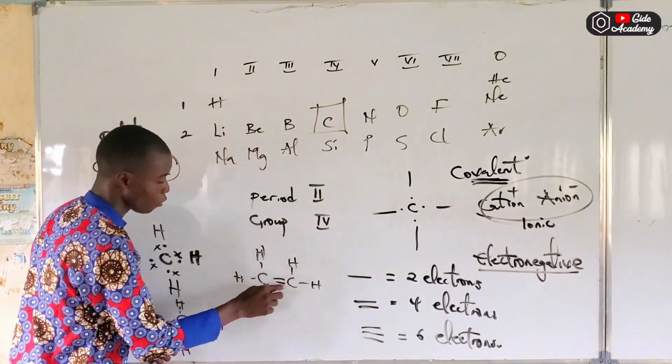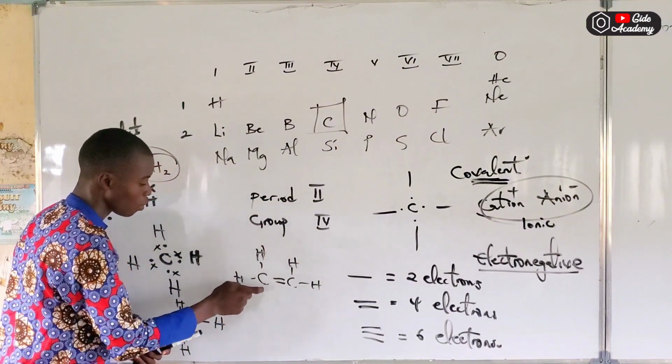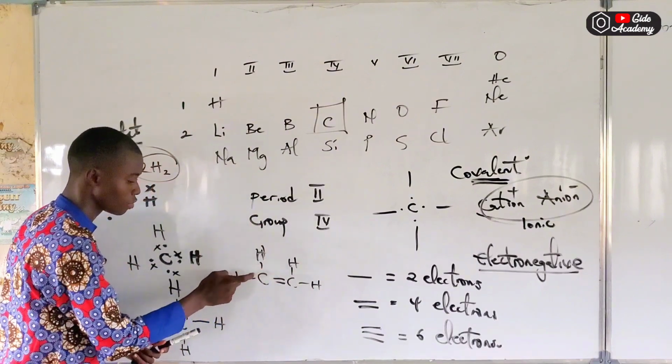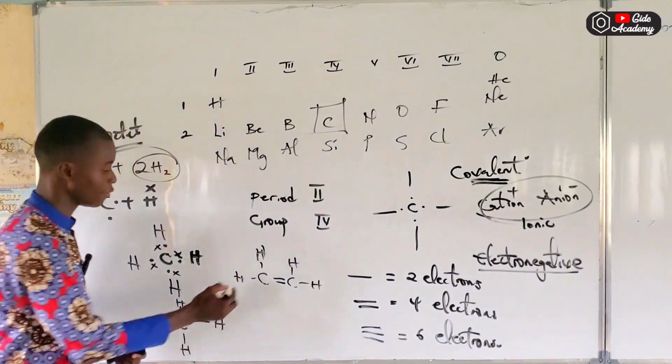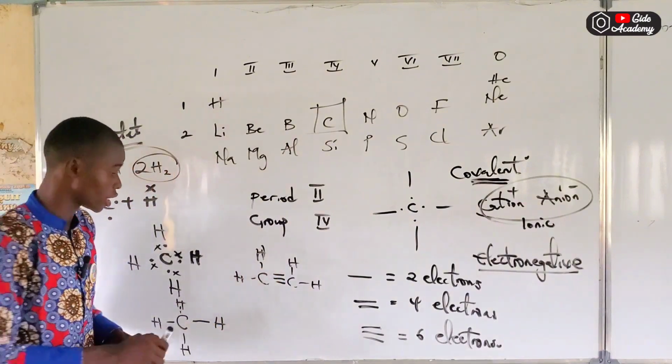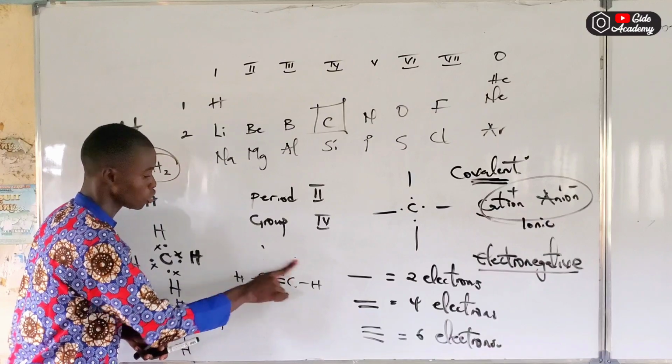1, 2, 3, 4, 5, 6, 7, 8. Carbon is stable. 1, 2, 3, 4, 5, 6, 7, 8. This one is very stable as well. And if I should double this, you already know what I'm going to clean. I'm going to clean 1 hydrogen. I'm going to clean 1 hydrogen.